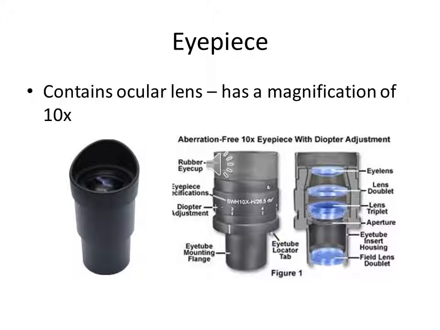Here we have a little more detailed depiction of the eyepiece. It contains the ocular lens, which commonly has a magnification of 10 times. And then if you see in figure 1 there, you've got really a system of lenses in there, and some rubber eye cup and different housing to protect those lens systems.